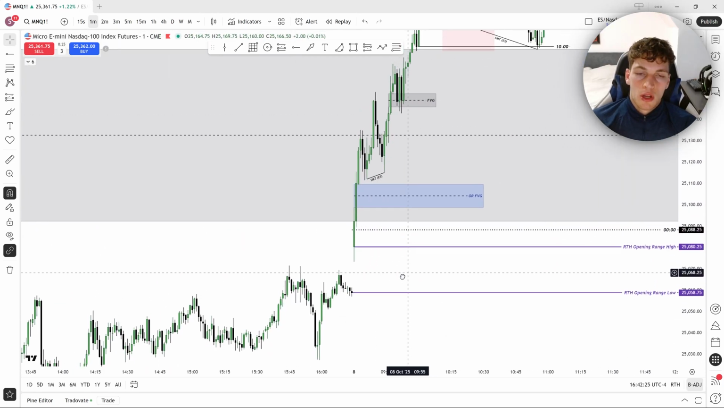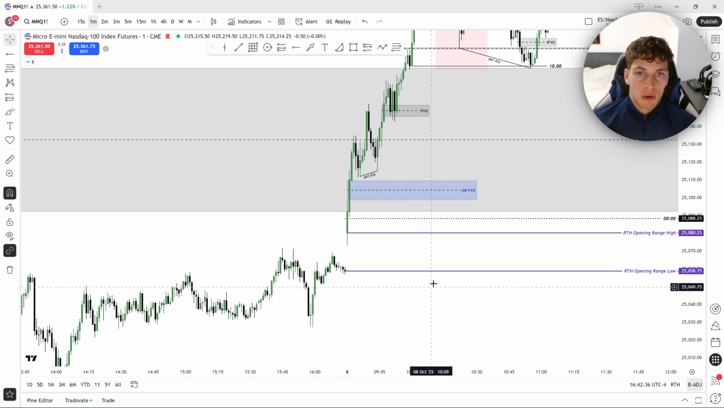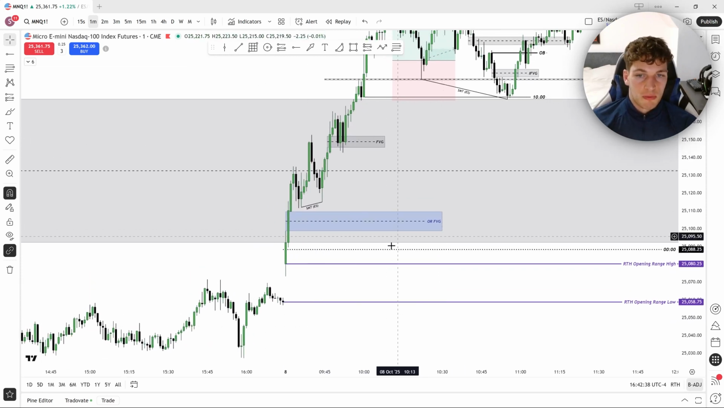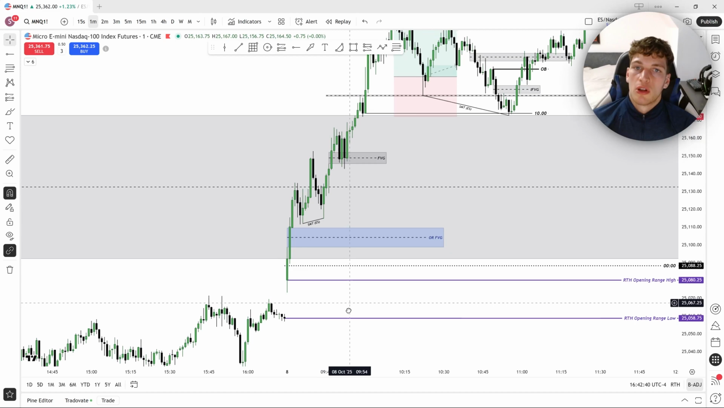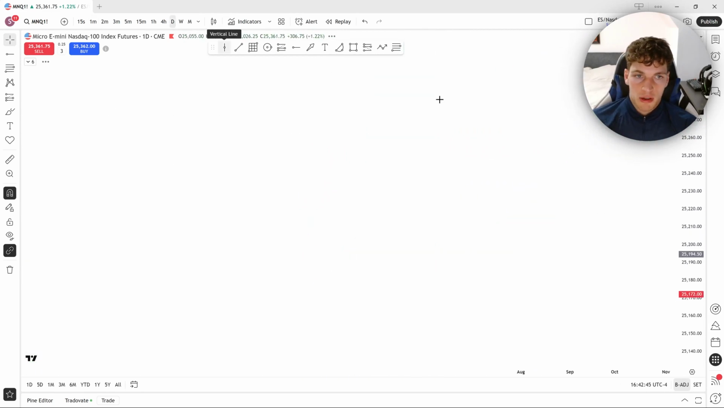So I wanted a short from here after the first 15 minutes, where price had already manipulated, and then we could get that distribution down. However, we just got continued distribution. It left this portion unfilled, so I could tell for me the external drawn liquidity was the previous daily high.